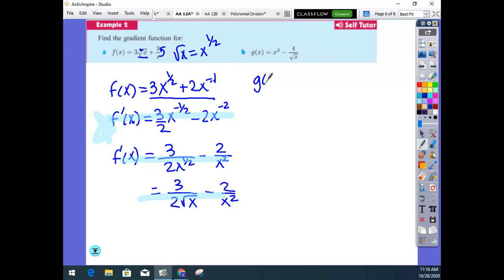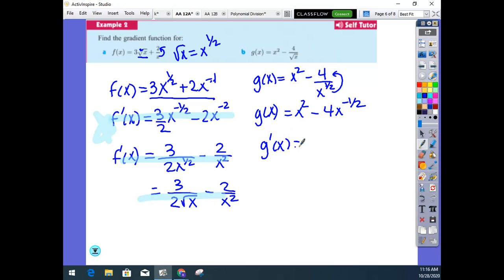Okay, let's take this in steps. The x squared's fine. This is x to the 1/2 in the denominator. Then I have to move it up. And this is still the original function. Now I'm ready to take the derivative. So bring down the 2. Negative 1/2 times negative 4 is positive 2. Negative 1/2 minus 1, negative 3/2. And I'm okay with it written like that.